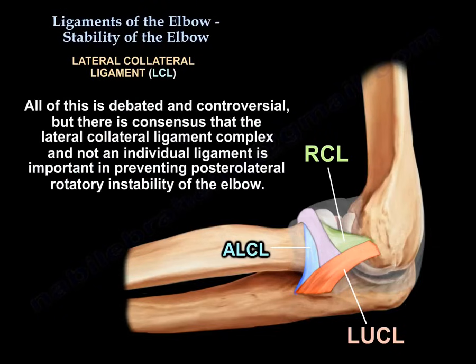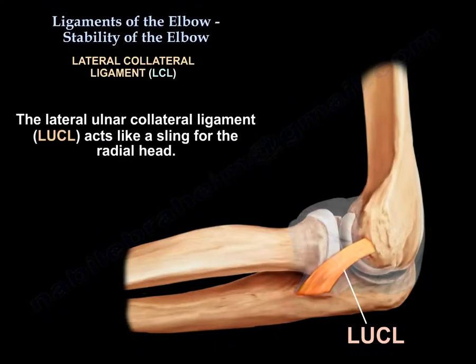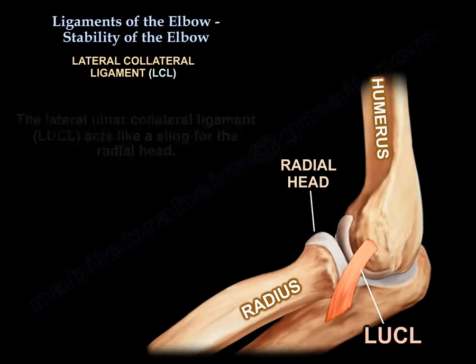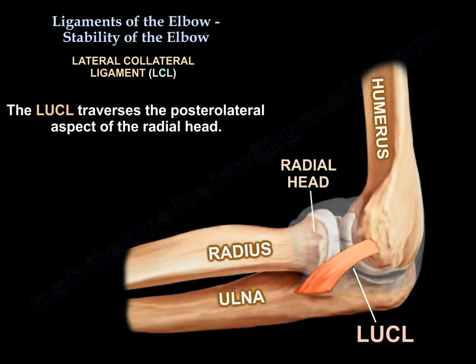All this is debated and controversial, but there is consensus that the lateral collateral ligament complex and not an individual ligament is important in preventing posterolateral rotatory instability of the elbow. The lateral ulnar collateral ligament acts like a sling for the radial head. It traverses the posterolateral aspect of the radial head.